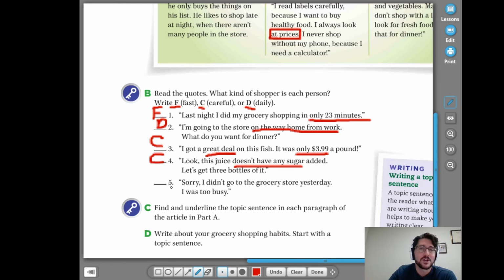Good job. Did you get them all right? The last one, number 5, this one's a little bit strange actually. I don't really like this one. I thought it was a little difficult. So repeat after me. Sorry, I didn't go to the grocery store yesterday. I was too busy. Who is this?